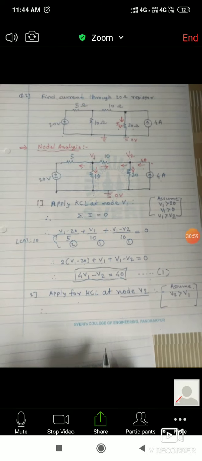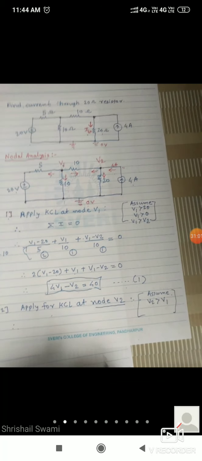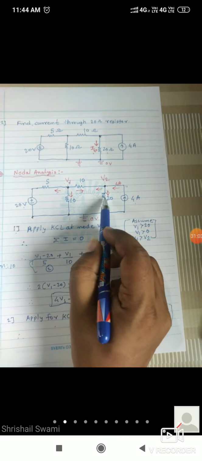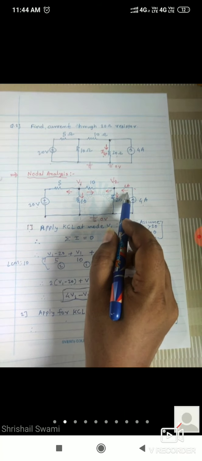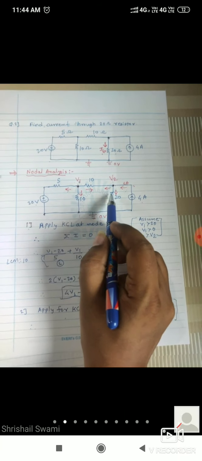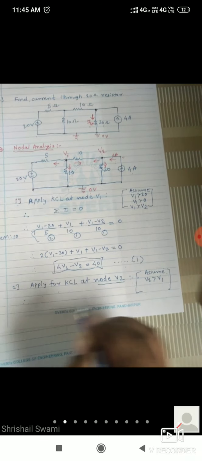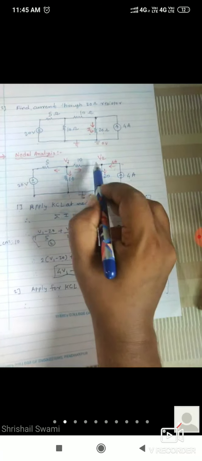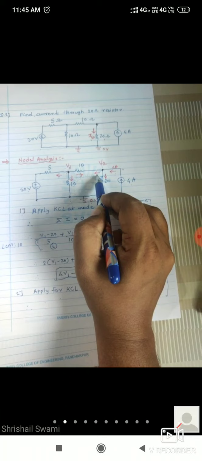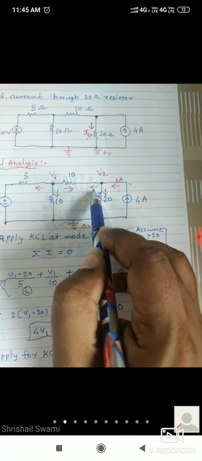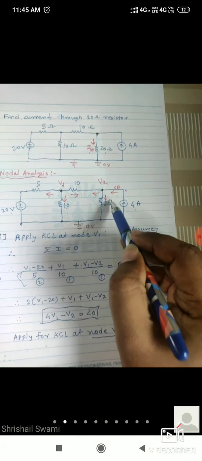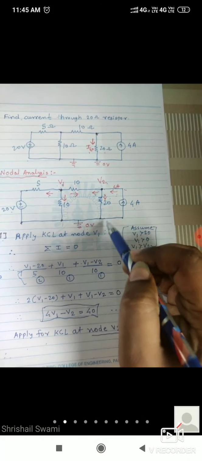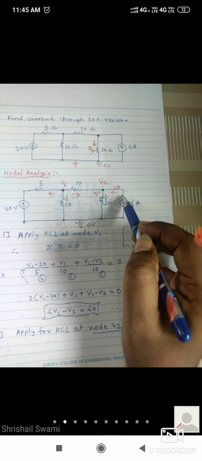Now here apply KCL at node V2. So here these two are the positive current and this is the incoming current. So this will be the negative and these two are the positive. Okay, now I will write. So assumption V2 is greater than V1 for this branch. According to this direction, V2 must be greater than V1. According to this direction, V2 must be greater than 0 volt. And already this current is given. There is no problem. Okay.